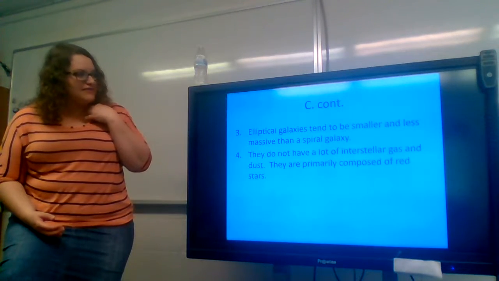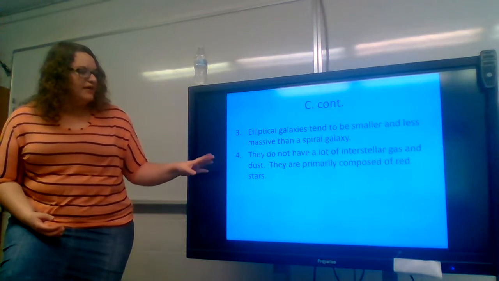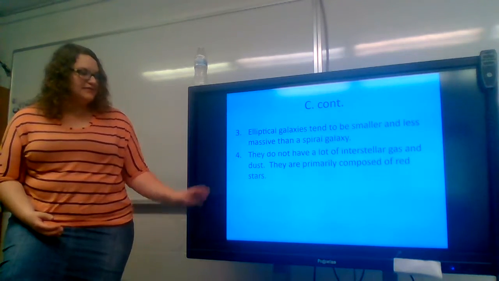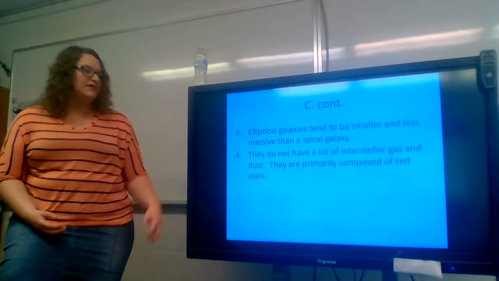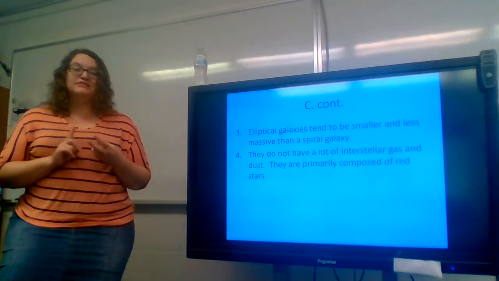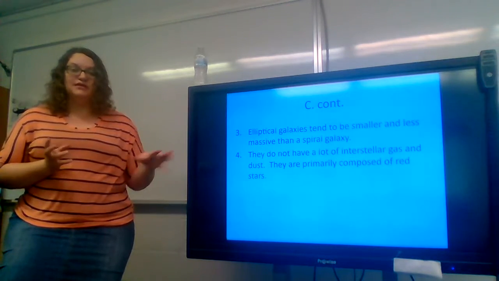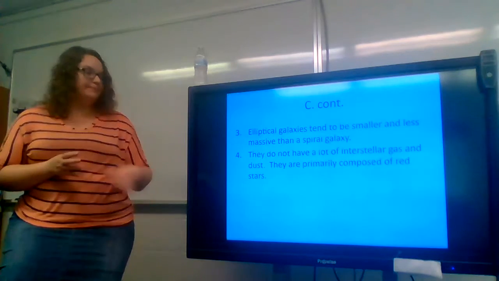Elliptical galaxies tend to be smaller and less massive than a spiral galaxy. And they do not have a lot of interstellar gas and dust. They are primarily composed of red stars. So because they are lacking that interstellar gas and that dust, new stars aren't formed as easily in these galaxies, all right?